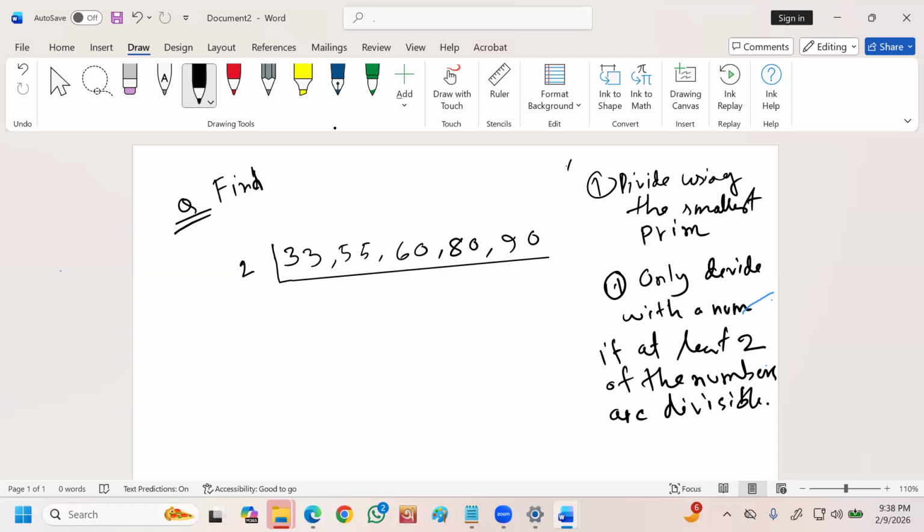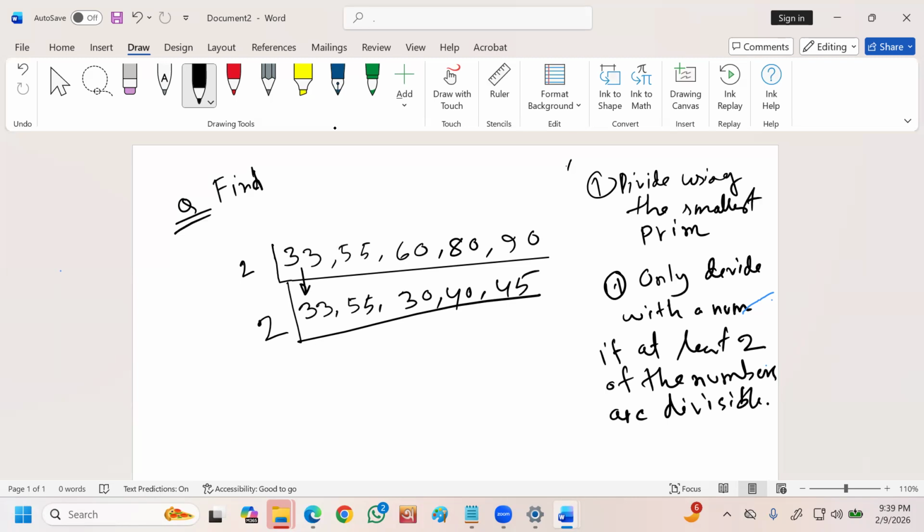2 can divide 60, can divide 80, can divide 90. So that means we can use 2 for the first time. But 2 cannot divide 33 or 55. So what can we do for this case? The numbers that are not divisible by 2 remain as they are, which means 33, 55, and we divide 60, that means 30, 40, and 45. Right? Then we have to divide it again with 2.